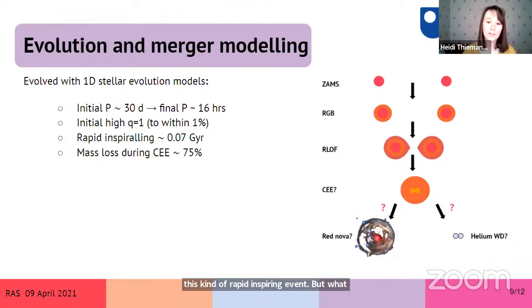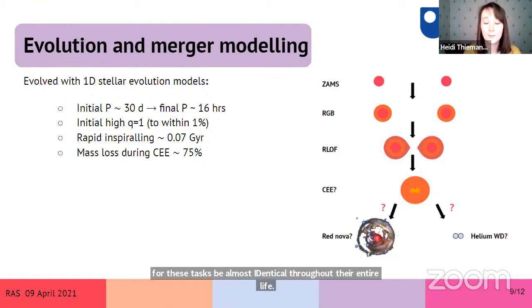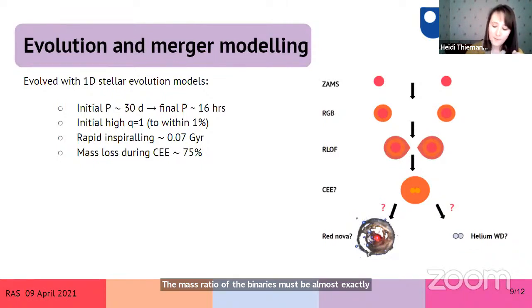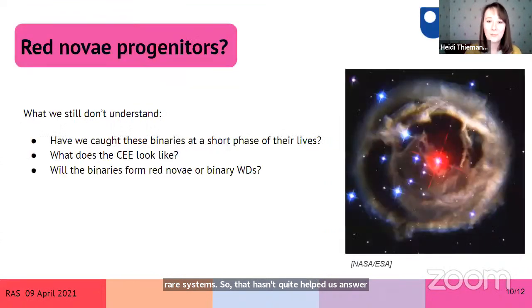But what I think is most interesting is that for this sort of evolution to form, and for these stars to be almost identical throughout their entire life, the mass ratio of the binaries must be almost exactly 1-to-1, or within 1% of that. So they're extremely rare systems. So that hasn't quite helped us answer the question of whether they are red novae. So a few questions remain.